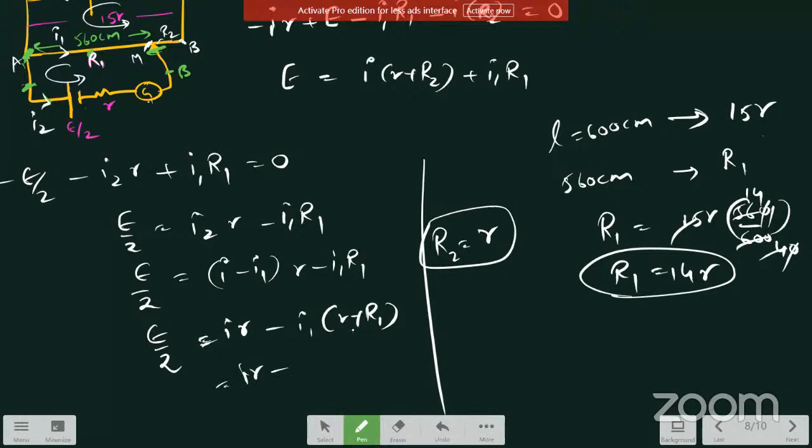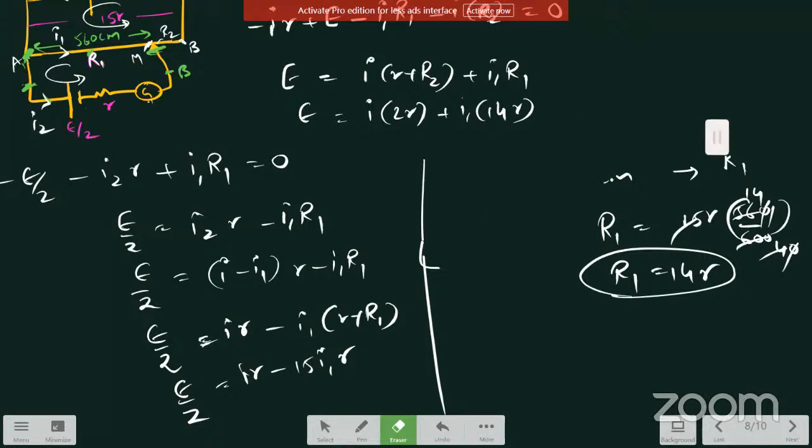IR minus (R plus R1). This became completely 15R. So 15 I1 R equals E by 2. Here also I into R2 is R, so it is 2R plus I1 into 14R. Yeah, now it is simple. Okay, let me remove this.